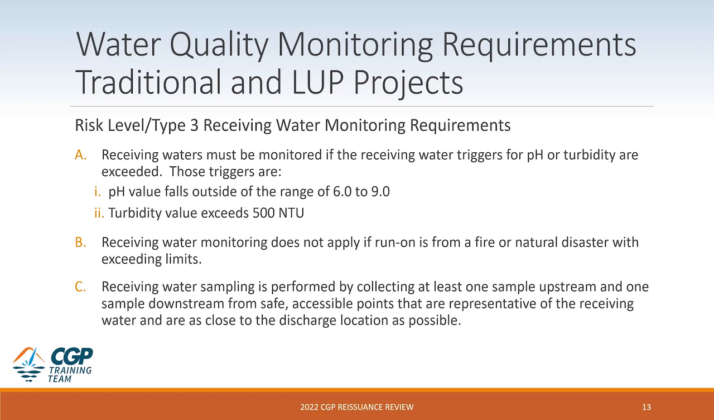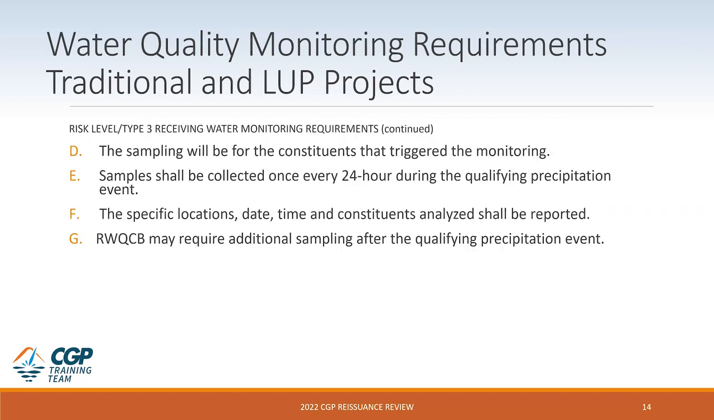Receiving water monitoring does not apply if the run-on is tainted from a fire or other natural disaster. And we always must get at least one sample upstream and one downstream from a safe and accessible point. The sampling will be for the constituents that triggered the monitoring. Samples shall be collected once every 24 hours during the QPE, and the specific locations, date, time, and constituents analyzed need to be reported. The regional board may require additional sampling if they deem it necessary.